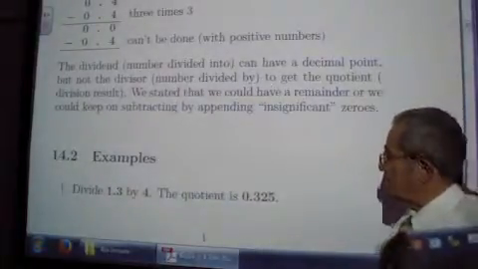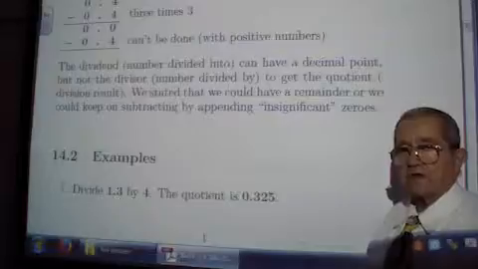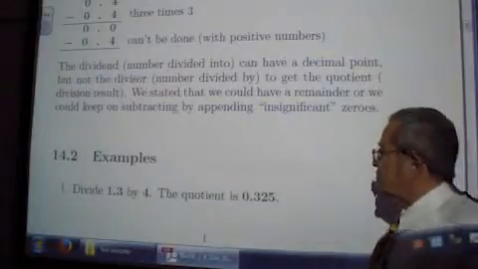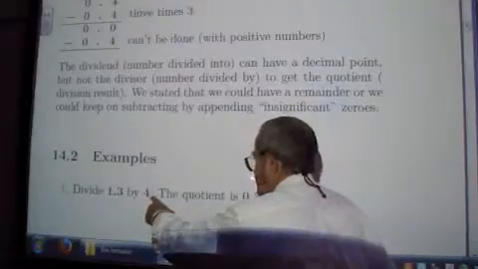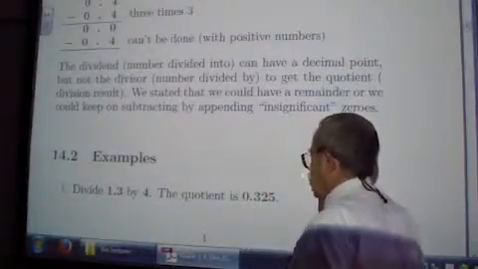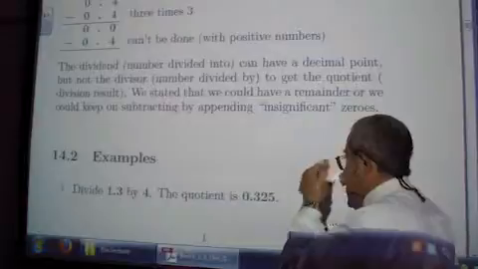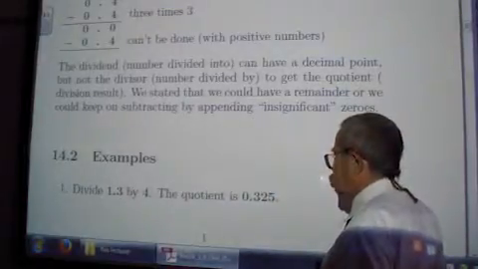Suppose I want to divide 1.3 by 4. We said the decimal point in the numerator is okay, the decimal point in the denominator is not. The denominator is 4. And the quotient is 0.325.